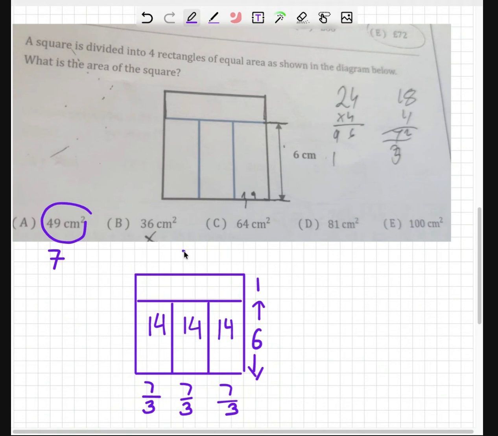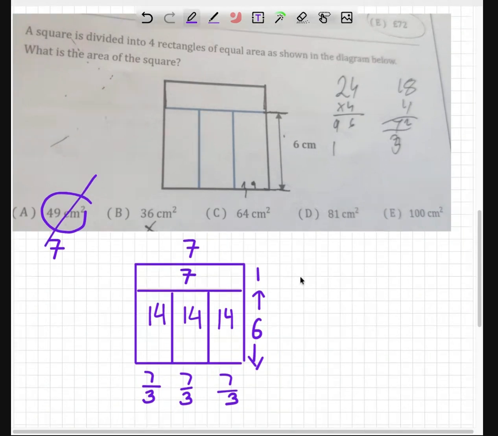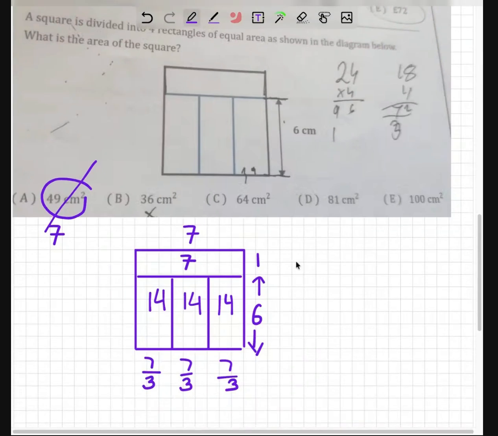So the area of these three becomes 14. However, you will notice that the area here is only 7, because 7 by 3, 7 by 3, and 7 by 3 all add up to 7. So the area of the top rectangle is 7, and hence 49 is not possible. Right? Now let's do the same thing for the other options.